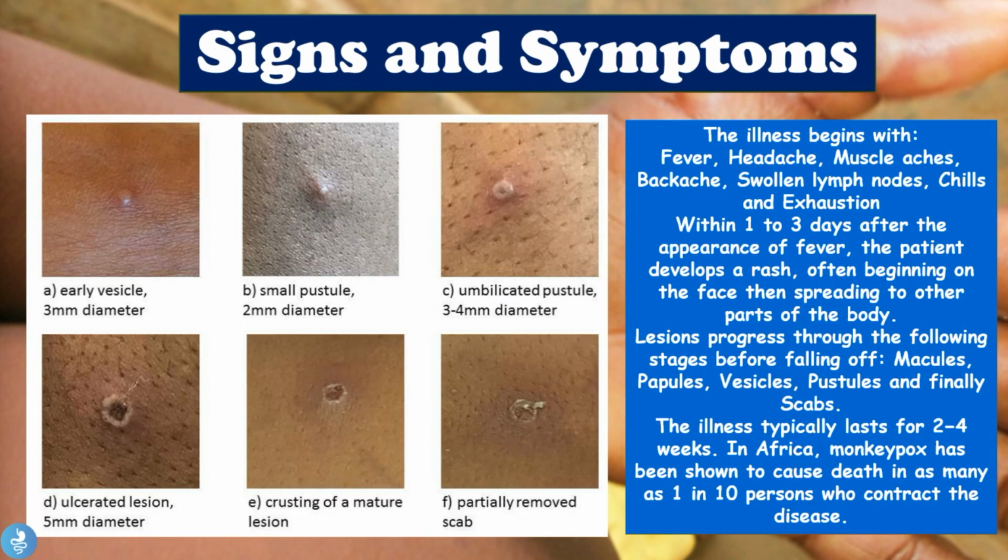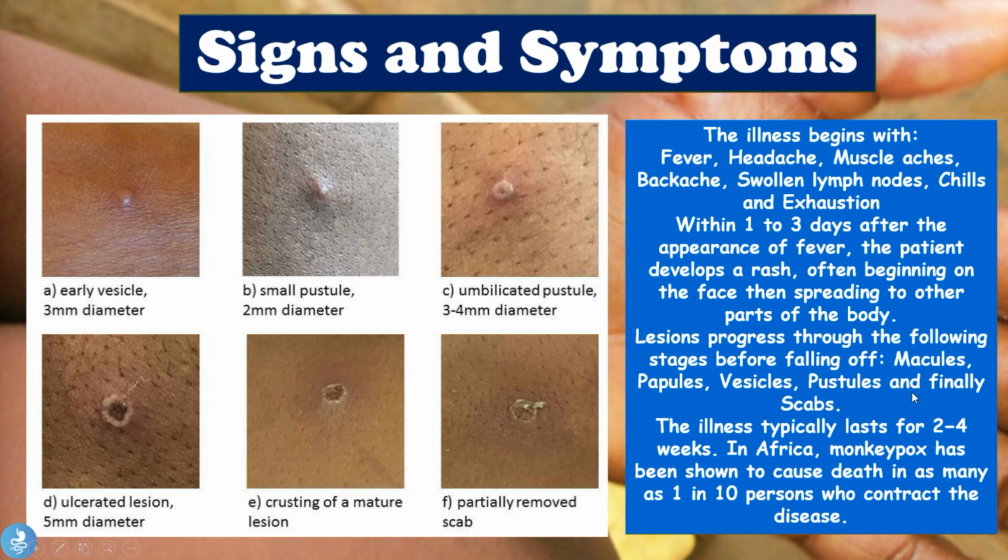Some signs and symptoms of monkeypox. So the illness actually begins with a fever, headache, muscle aches, backache, swollen lymph nodes, chills, and exhaustion. And within 1 to 3 days after the appearance of the fever, the patient will develop a rash, and this often begins on the face and then spreads to other parts of the body. And the lesions progress through the following stages before falling off.